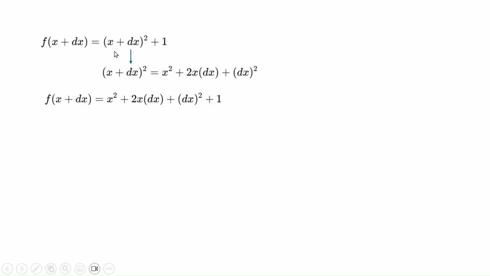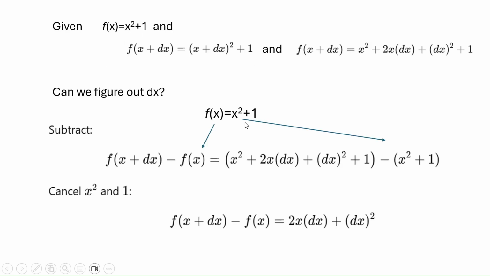So there's where we began. We said we're going to replace this x plus dx with what we've just expanded, and that allows us to write f(x plus dx) is x squared plus 2x dx plus dx squared plus 1. I just tagged on the 1 because the constant needs to be tagged on the end. So there's what we just wrote on the previous slide.